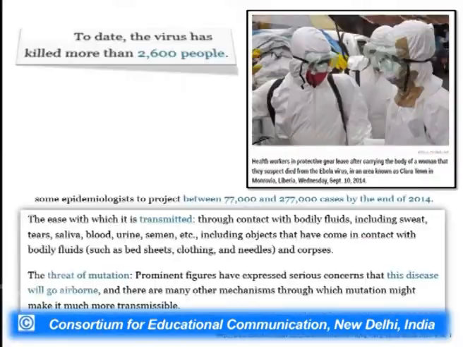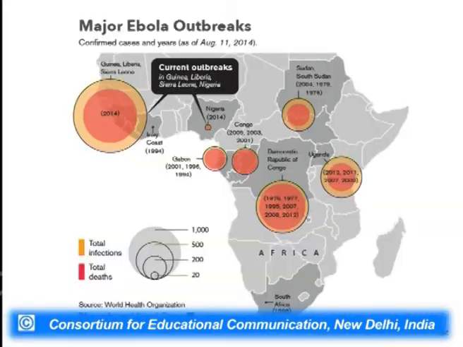Now, the ease with which it is transmitted through contact with bodily fluids includes saliva, sweat, urine, blood, semen, etc. Now, the threat of mutation is also lingering. Prominent figures have expressed serious concerns that this disease can actually go airborne, and there are many other mechanisms through which mutation might make it a much more dangerous, much more transmissible disease and a real threat in the coming future.